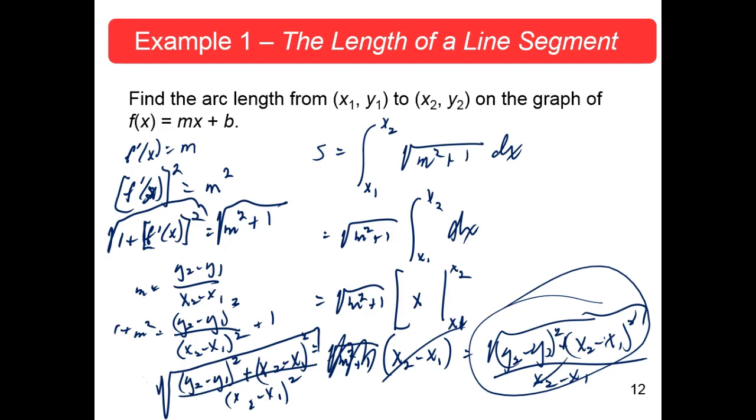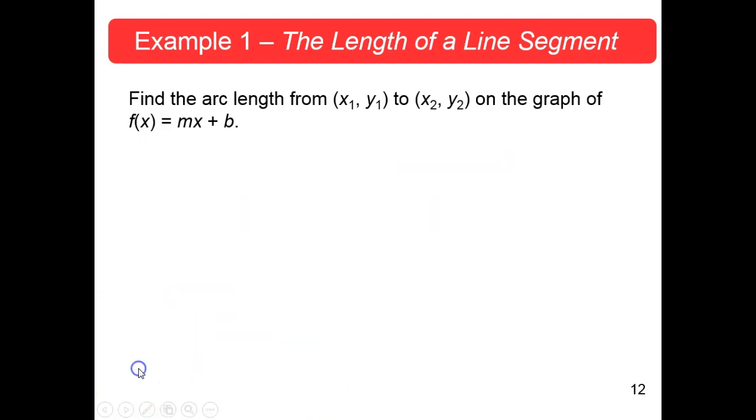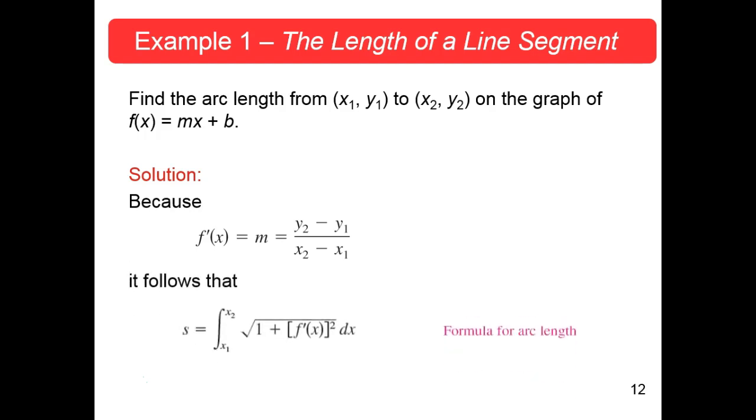Let's watch them and see how they do it. We'll erase all that and see what they do, because f prime of x is simply m, but they start off with y2 minus y1 over x2 minus x1. That is the slope of any straight line, okay?